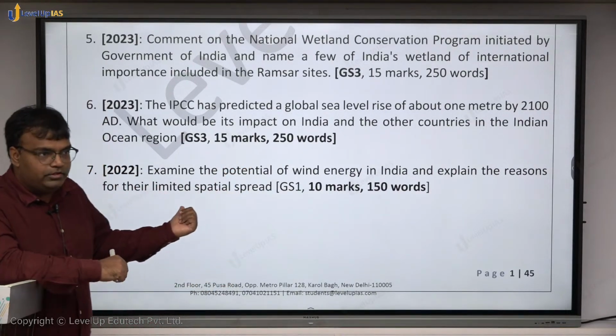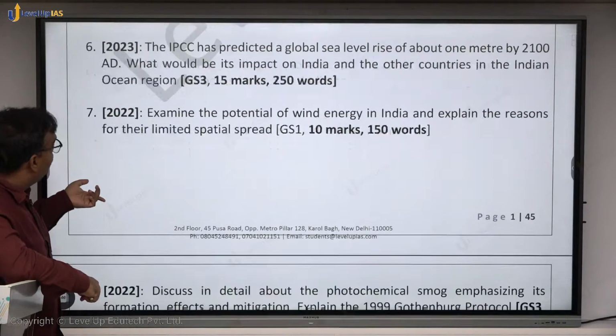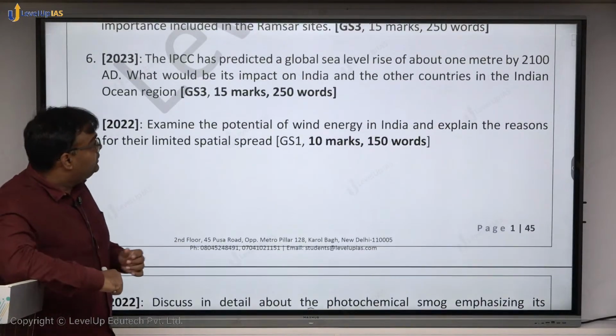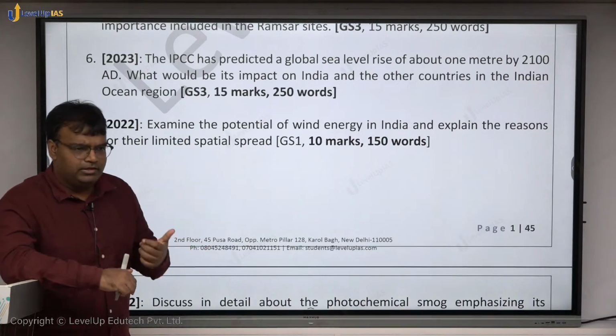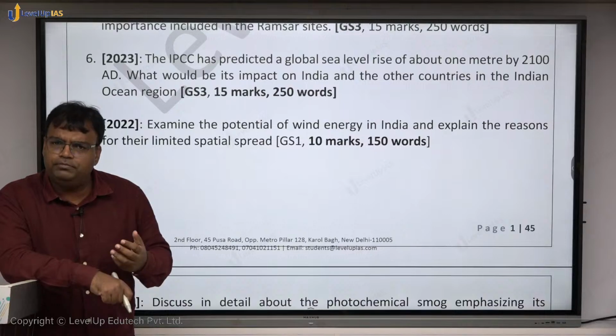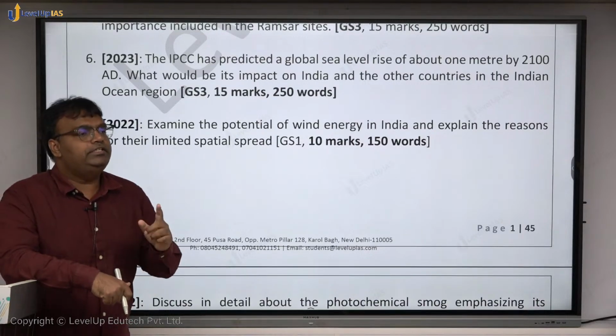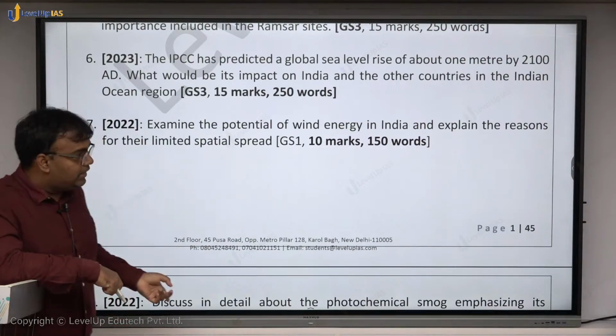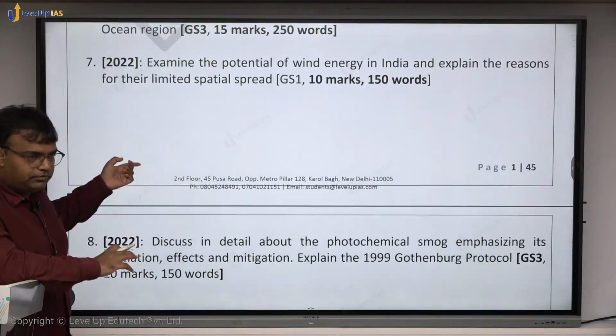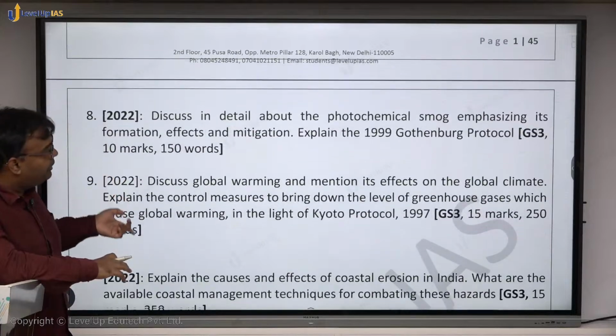Okay, let's look at the questions of 2022. Examine the potential of wind energy in India and explain the reasons for its limited spatial spread. A simple renewable energy question, but as we know, we study this with economy. We will study energy in infrastructure, and there we will study this in detail. Renewable energy is not something that we cover here with environment, biodiversity and climate change.